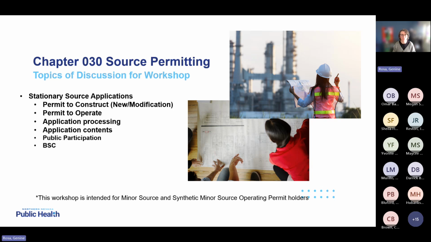So Chapter 030 is the section of the regulations of interest to everyone. We will be going over permit to construct for new or modifying existing sources, the permit to operate in that process, application processing, contents, and then a couple of maybe new and probably not super common, but probably a lot more common than in the past for us, public participation and best systems of control.